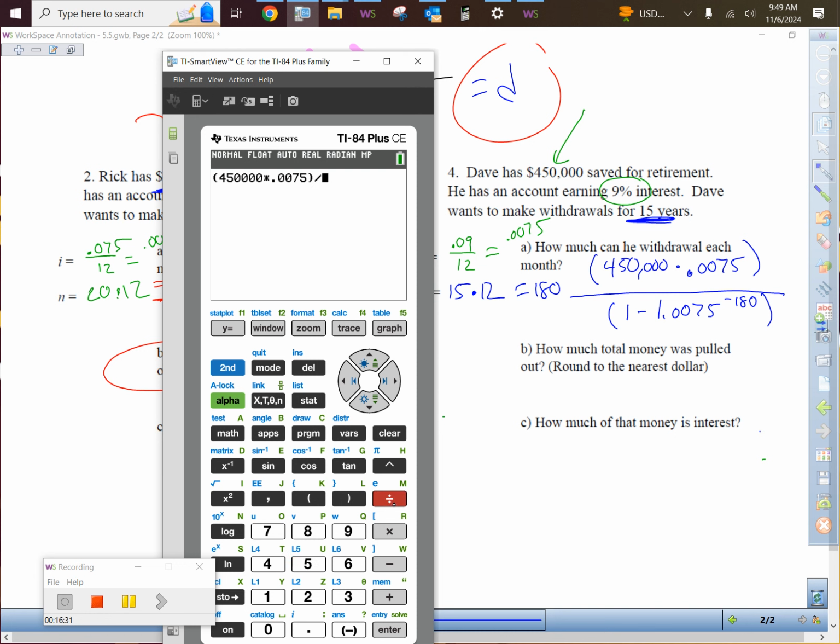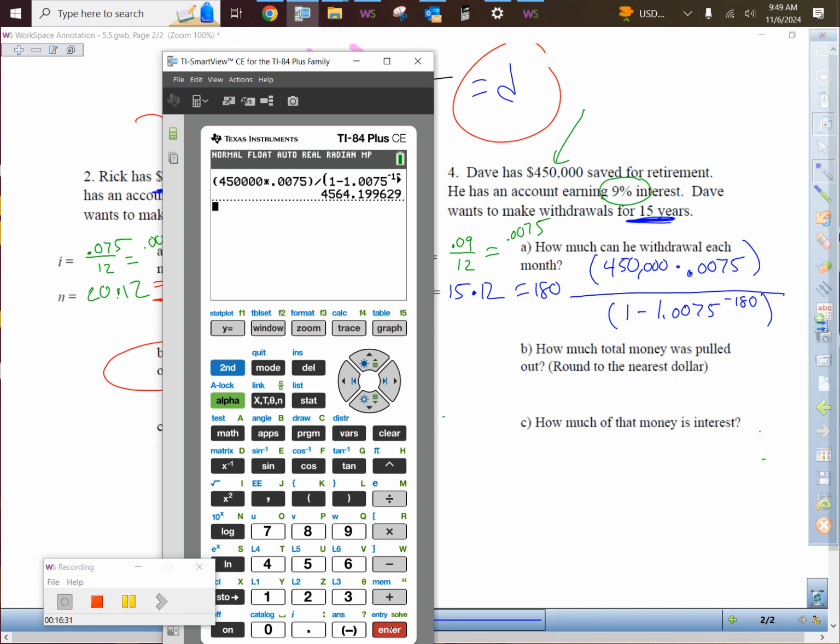Divided by 1 minus 1.0075 to the negative 180th. And then I always mess up that parenthesis right there. I need to hit the right arrow on my calculator to close that parenthesis up. If you need help typing that, I'll get you started with it. But, oh boy, we'll round that to the nearest dollar, 4,565. Do we sound okay with that? 4,565? Punch it in one more time if you messed up.